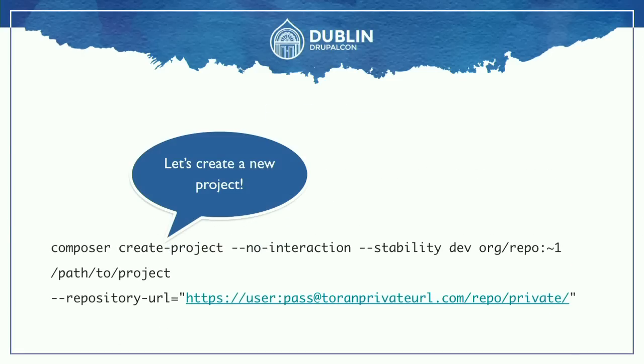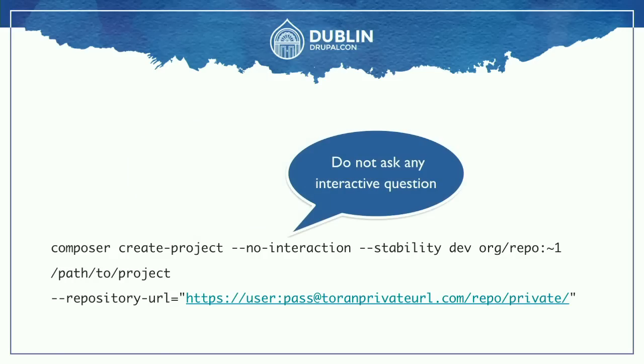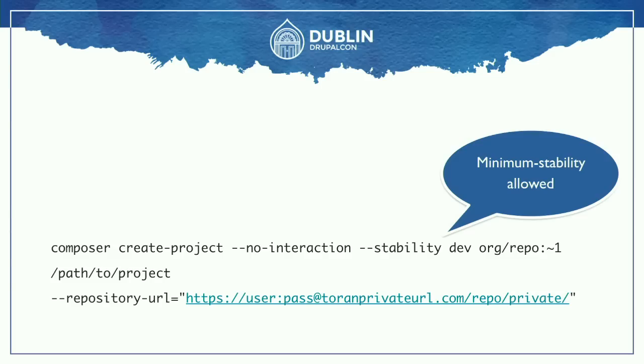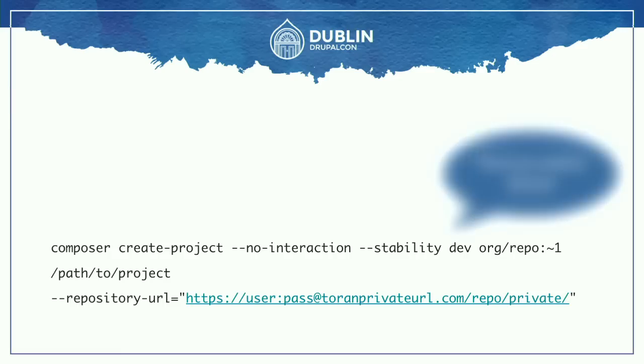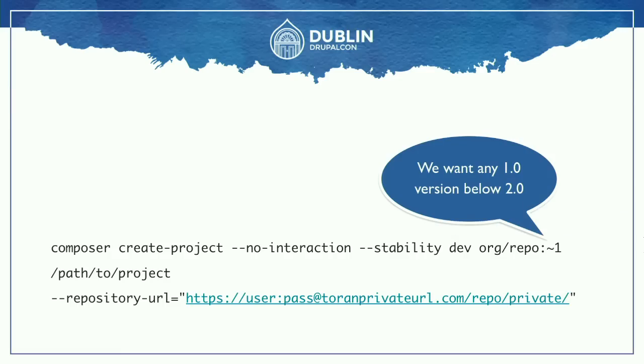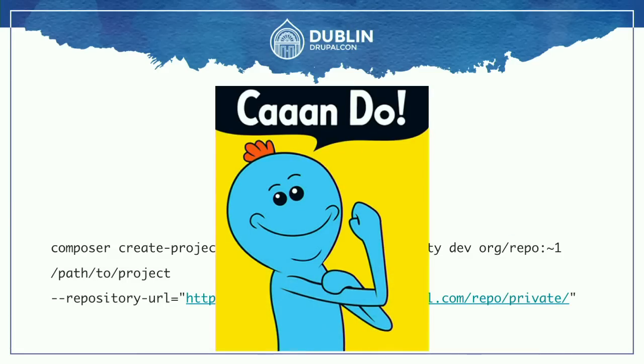Now, about that Composer create project. Let's create our project. We want to create a new project, no interaction at all. We don't want to be asked any questions because that will stop our automated process. Our minimum stability is dev, and on our namespace, we want any version between 1.0 and below 2.0. We have our path to our project, and then the Toran private repository URL also in that command. So let's create the project. Let's do it. We have our project created.